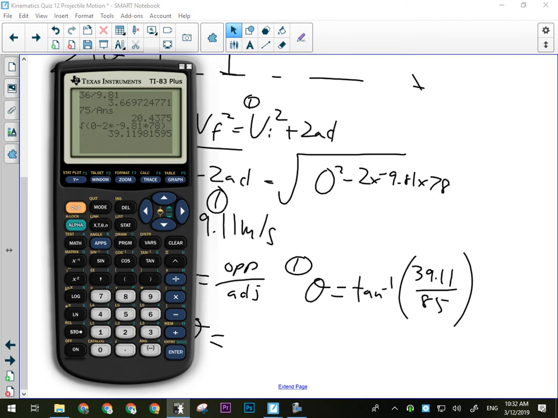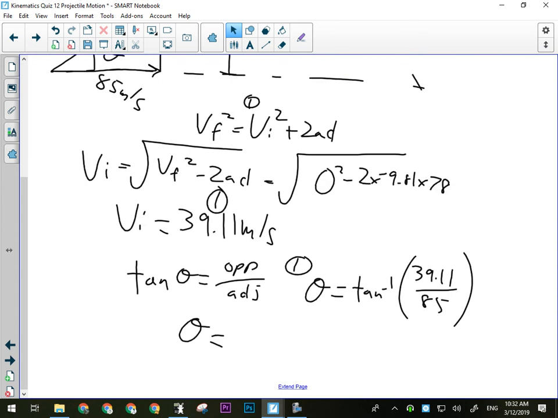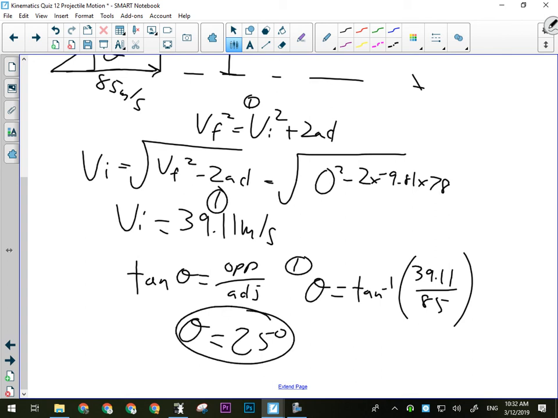So tan inverse of our answer divided by 85. We're looking at an angle of 24.7, but we only have 2 significant figures. So we are looking at 25 degrees as our final answer. And I'll accept just 25. If they wrote above the horizontal, that's even better, but 25 degrees will be good for their 5th mark.